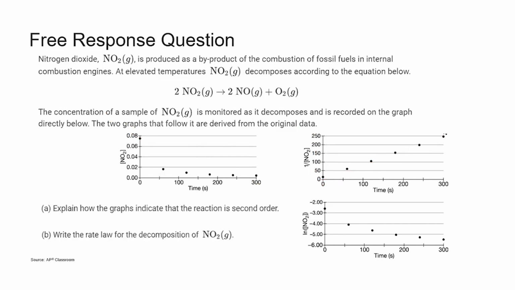Write the rate law for the decomposition of NO2. So we know that it's second order and there's only one reactant. So it's going to be rate equals k times the concentration of NO2 squared.